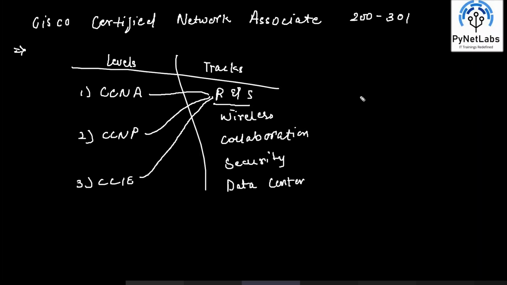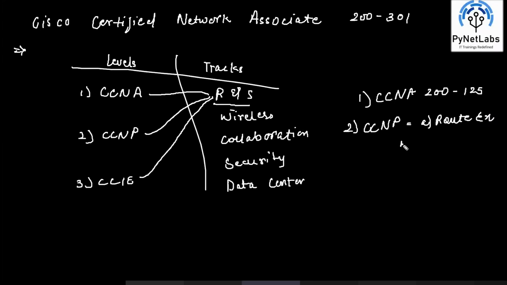So for CCNA, there used to be a written exam, which was CCNA 200-125. And there were a couple of exams for CCNP. The first one was the route exam. Then we had the switch exam. And the last one, which we had earlier, was the troubleshoot exam. So these were the exams which were needed to pass to get CCNP certified for that particular track.